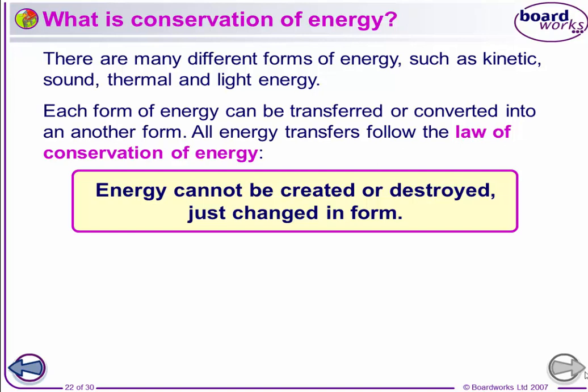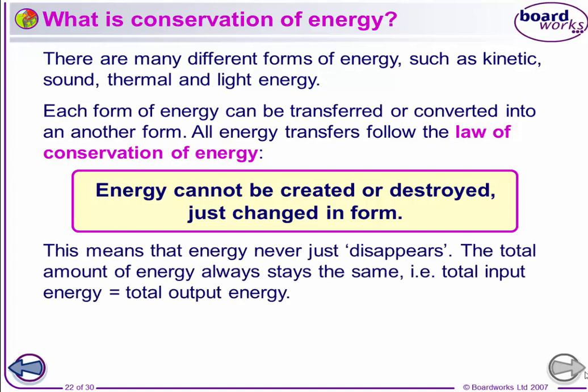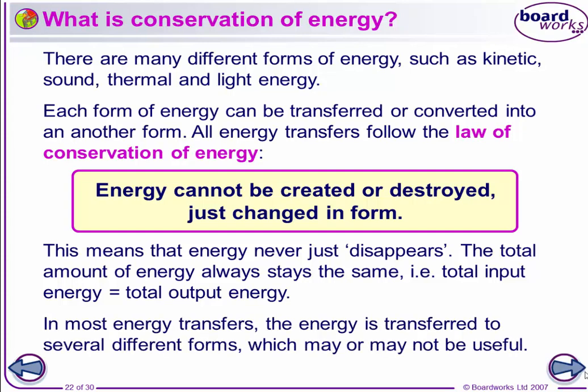And it basically says this: energy cannot be created or destroyed, it only changes form. This means that energy never just disappears. The total amount of energy always stays the same. In other words, the total input energy is equal to total output energy. And if it isn't, it means that some energy has been wasted somewhere, but nevertheless it's still being turned into some form of energy, usually heat. So in most energy transfers, the energy is transferred to several different forms which may or may not be useful.